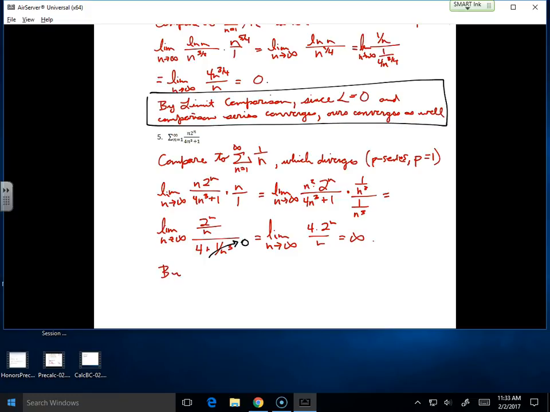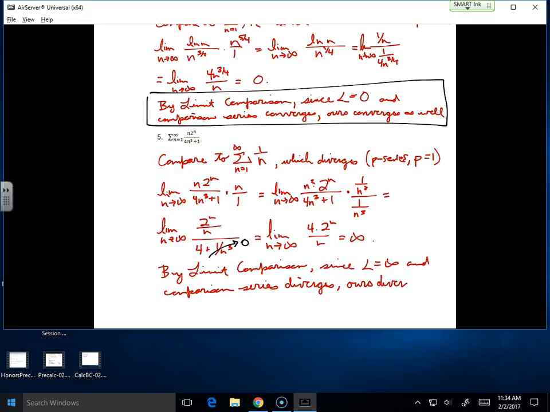We can say by limit comparison, since L equals infinity and the comparison series diverges, ours diverges as well.